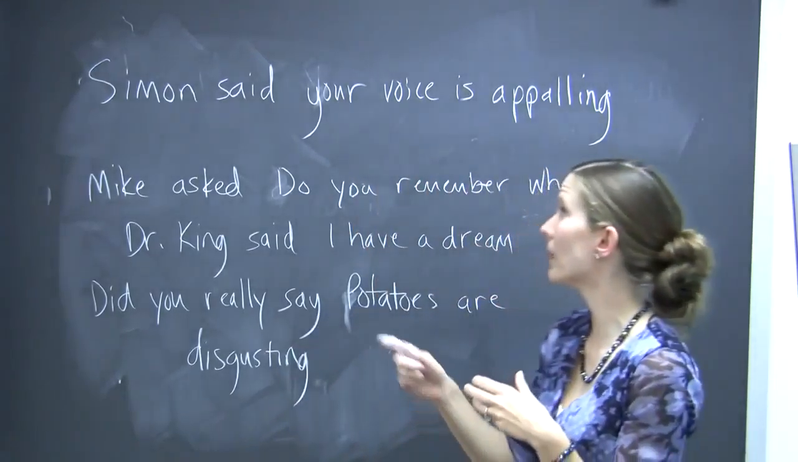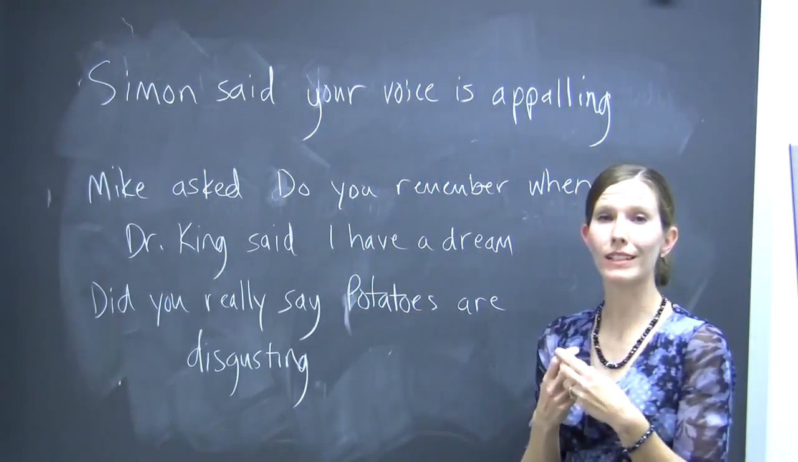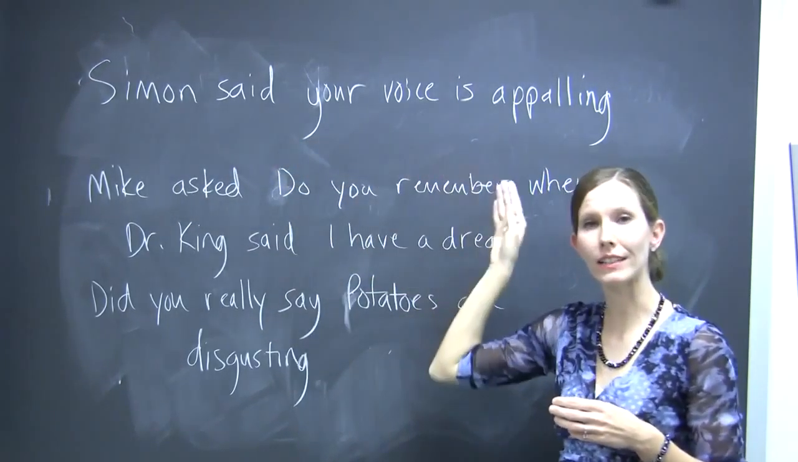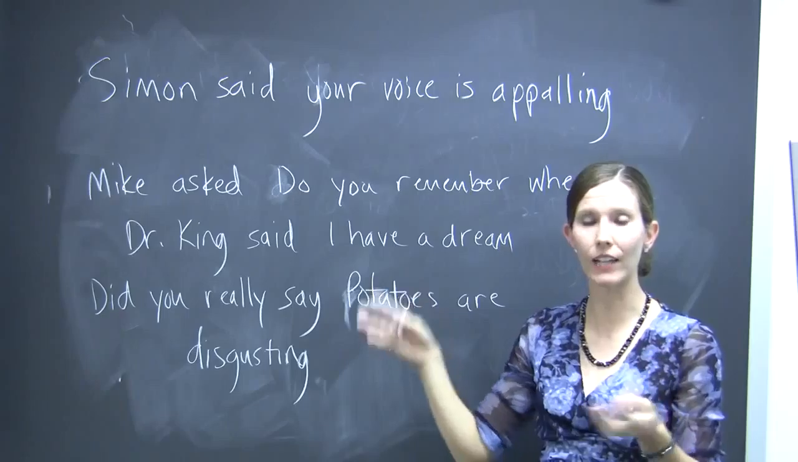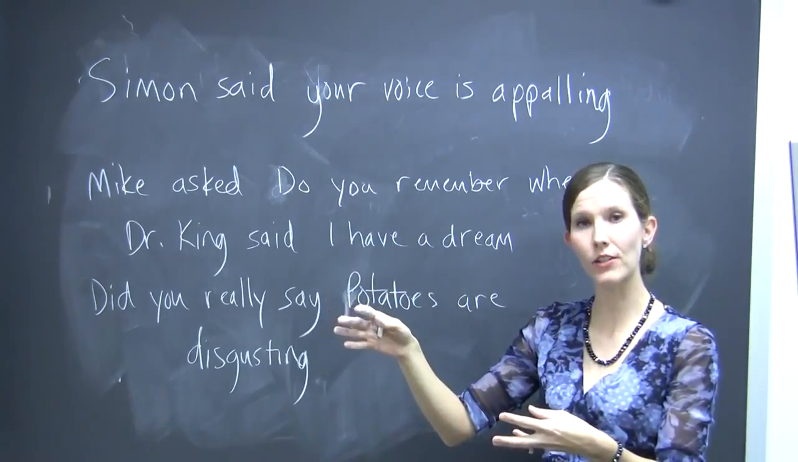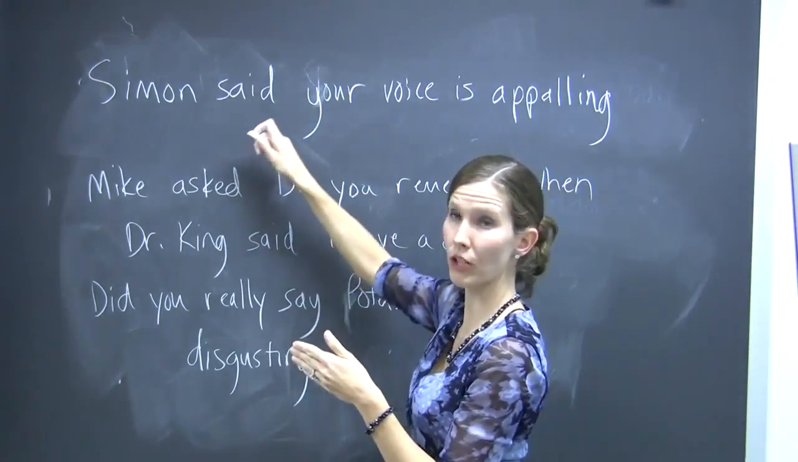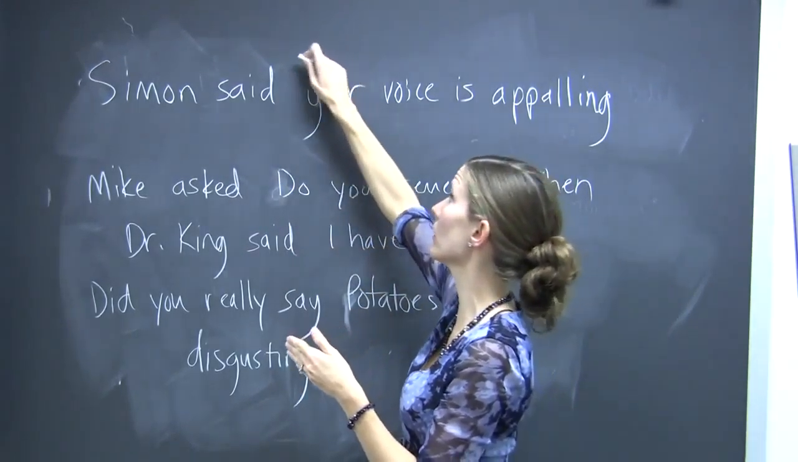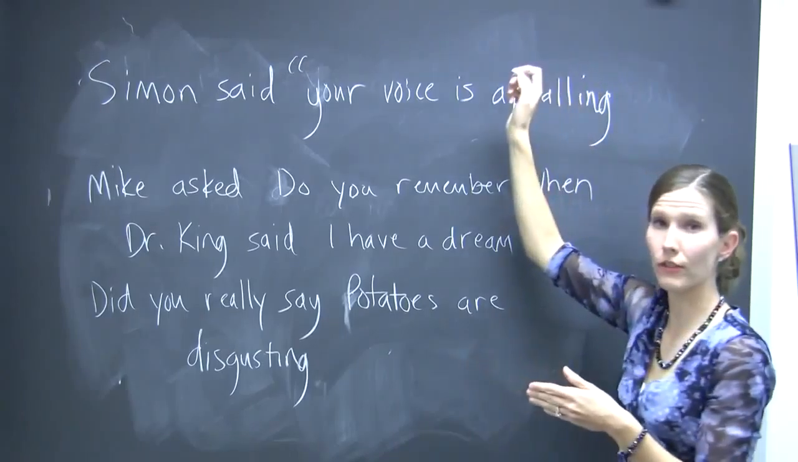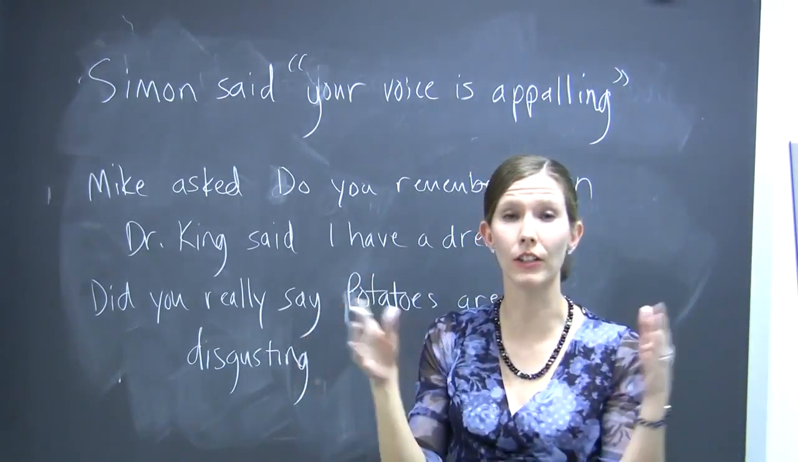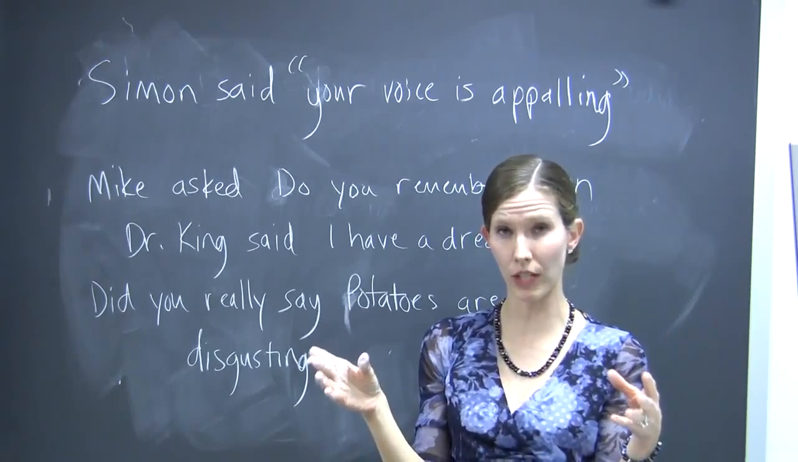So for example, Simon said, "Your voice is appalling." I want to give credit to Simon for using these exact words. So the way that I indicate those are his words is I surround everything he said with quotation marks. So I put quotation marks in front of his first word, "your," and after his last word, "appalling." Okay, so that's step one in punctuating dialogue. You need to surround the words with quotation marks.